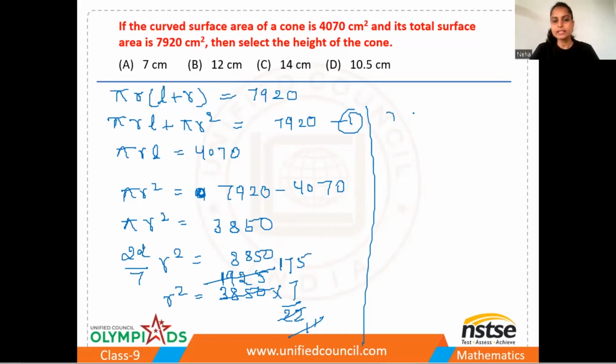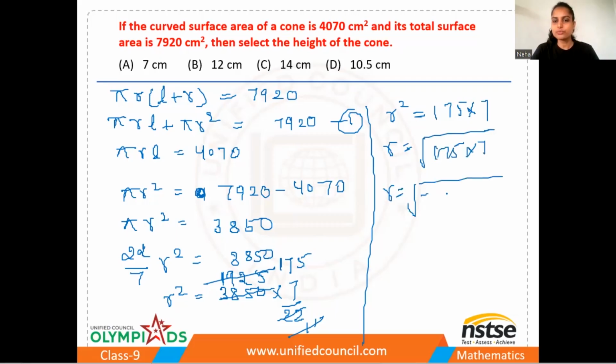So r square is nothing but 175 multiplied by 7. That means r is square root of 175 multiplied by 7. So we can write 175 as 7 into 5 into 5, and 7 will remain the same. Okay, that means r is 7 multiplied by 5, that is 35. Right. So the value of radius, that means the value of r, is nothing but equal to 35.